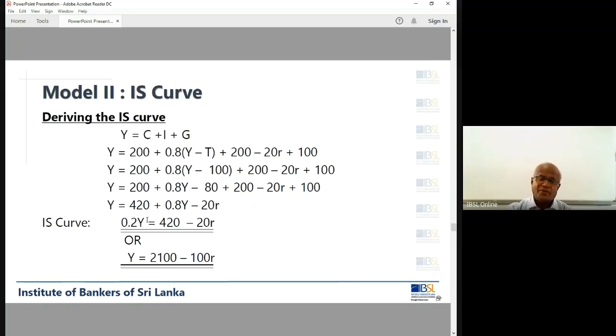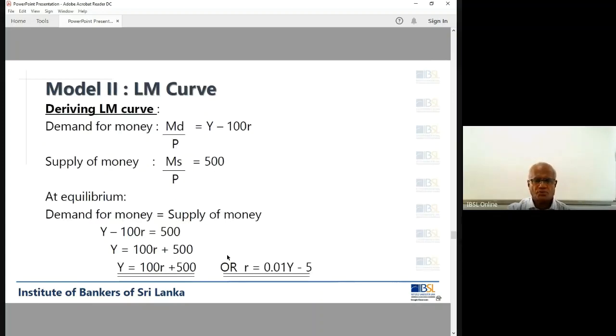Or you can take Y as the subject. You divide both sides of this equation by 0.2. 0.2Y divided by 0.2 is Y. 420 divided by 0.2 is 2100. 20 divided by 0.2 is 100. This is also correct. In the examination, you need not do this transformation. You can keep the IS curve like this or calculate like this. You get full marks. No problem. Not to worry.